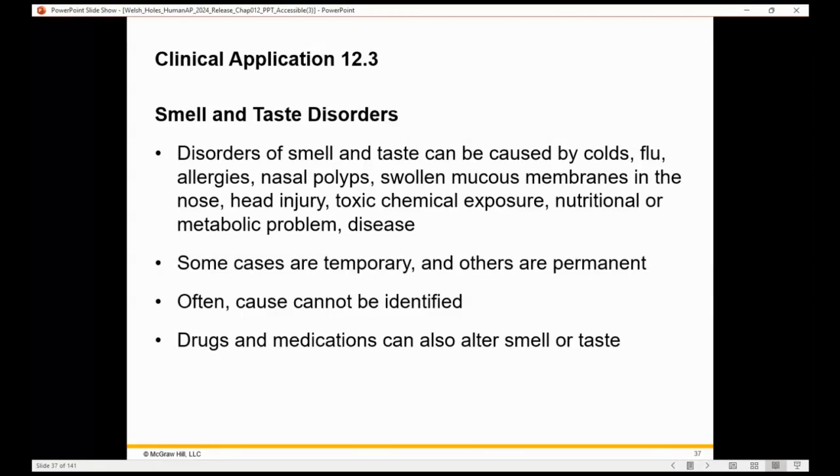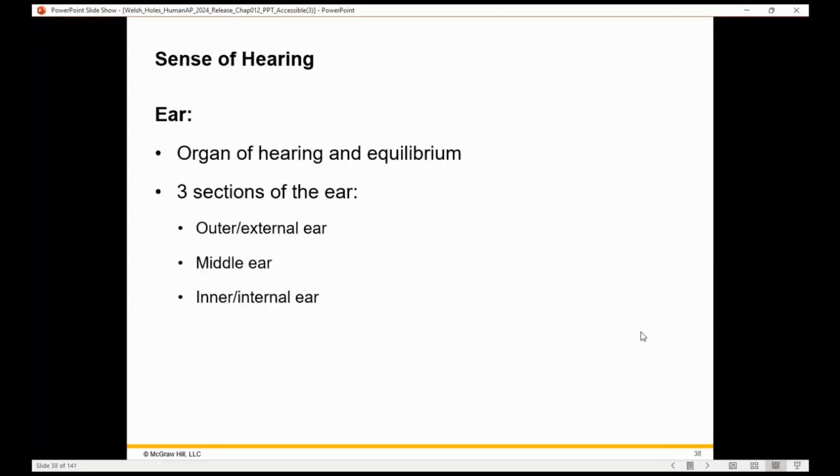There are smell and taste disorders. Disorders of smell and taste can be caused by colds, flu, allergies, nasal polyps, swollen mucous membranes in the nose, head injury, toxic chemical exposure, and nutritional or metabolic problems and diseases. Some cases are temporary and others are permanent. Often the cause cannot be identified. Drugs and medications can also alter your smell or taste.